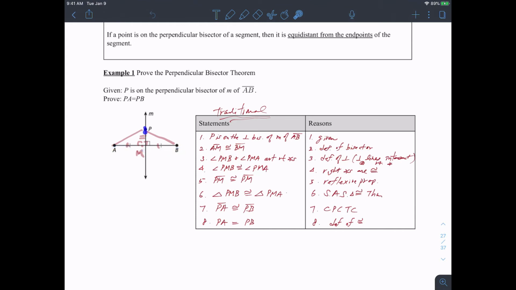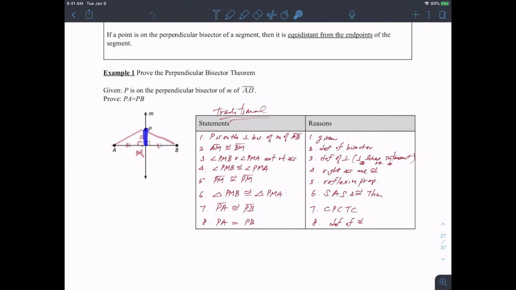And we know that PMB and PMA are both right triangles. That is the definition of perpendicular lines. Remember, this is a perpendicular bisector. So what that means is that this angle and this angle are equal to each other because they're both right angles. Well, actually, it's not a definition of the right angle, is it? The right angle has the same measurement, so we could say that right angles are congruent.